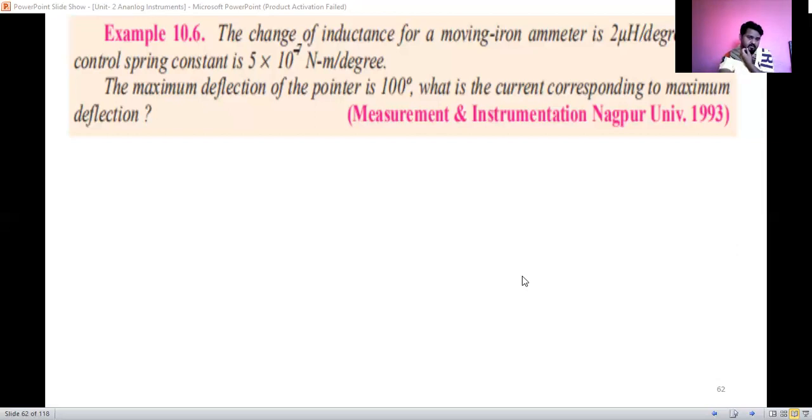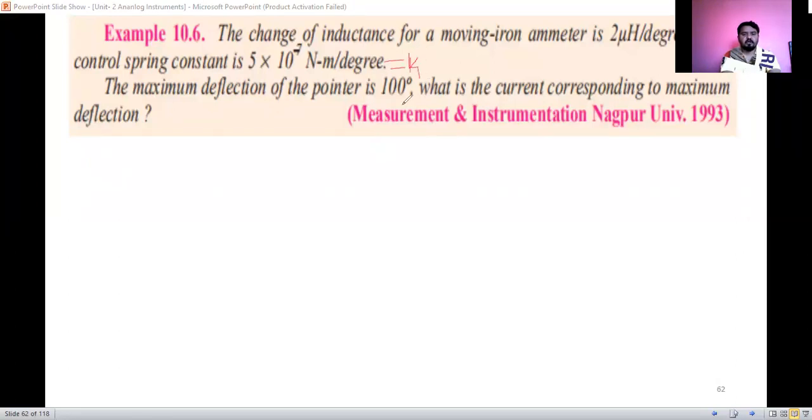Yes, tell me. Control spring constant is given, 5 into 10 to the power of -7 Newton meter per degree. That is called K. Okay, K is given. I will write K equal to the given value, otherwise I will directly mark it here. This is equal to K. Next.